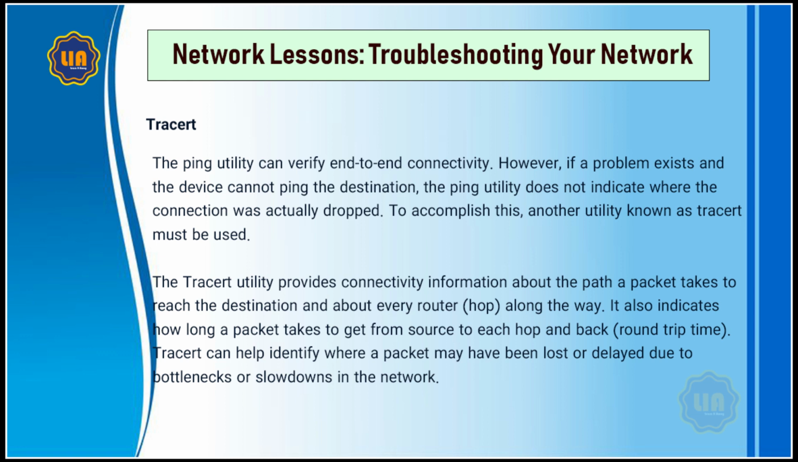The Tracert utility provides connectivity information about the path a packet takes to reach the destination and about every router, hop, along the way. It also indicates how long a packet takes to get from source to each hop and back, round trip time. Tracert can help identify where a packet may have been lost or delayed due to bottlenecks or slowdowns in the network.